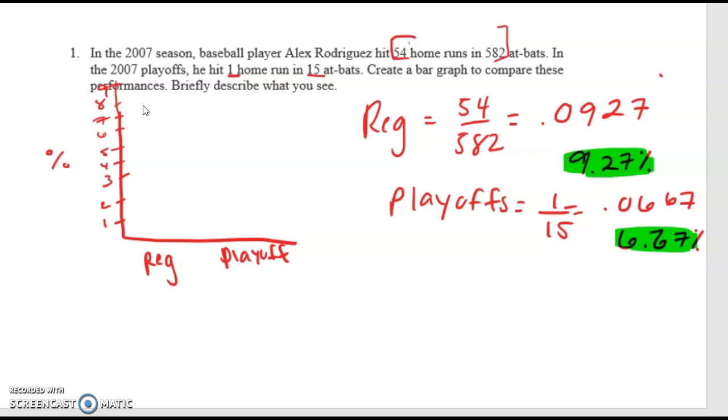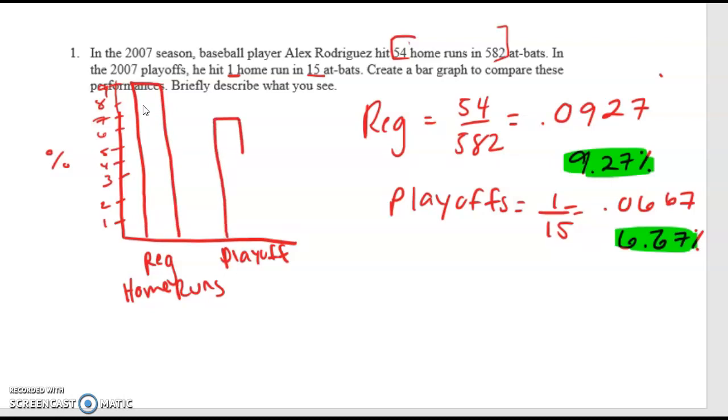Overall, this is going to be about the number of home runs from Alex Rodriguez. So I'm going to graph my regular season all the way up to 9.27% and my playoffs to 6.67, so a little bit over 6. You can also graph the percentage that he doesn't hit a home run, and you could do that next to it.